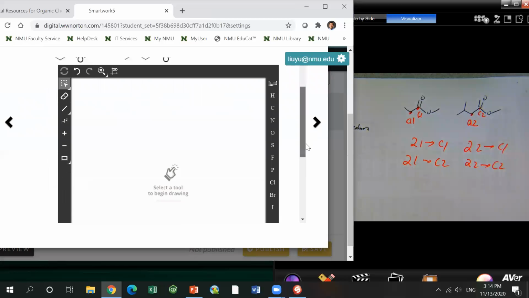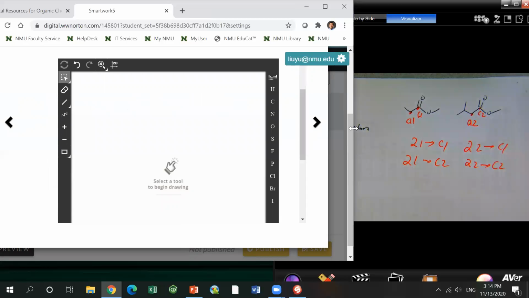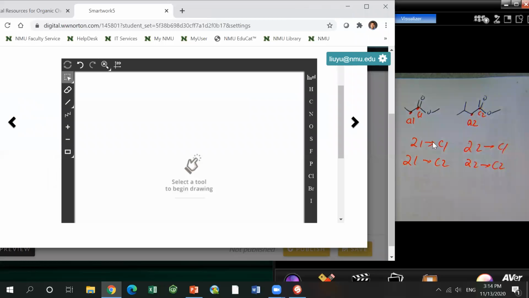So we do it one by one. Alpha 1 attacks C1, as a reactant itself.